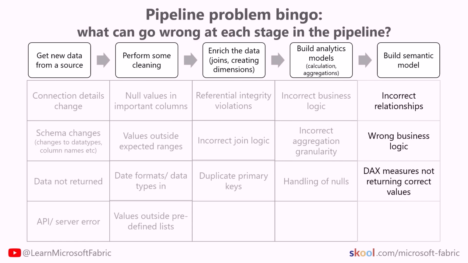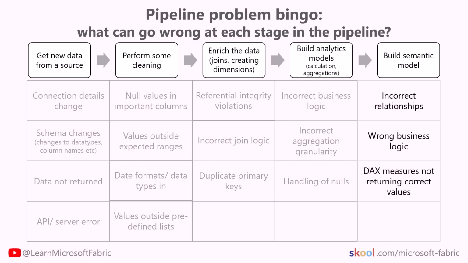And in the semantic modeling phase, perhaps you haven't correctly defined your relationships, you're implementing the wrong business logic, and the DAX measures that you have created aren't really working correctly for all edge cases, and it's not returning the correct values. So these are just some examples, and once you've got a lot of experience in data engineering and business intelligence, you can probably list off hundreds of things here, of things that have gone wrong in your pipelines in the past.